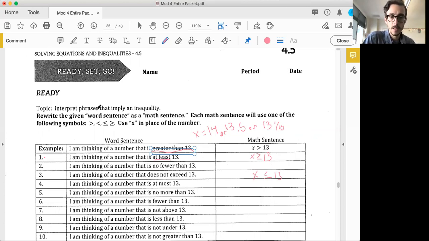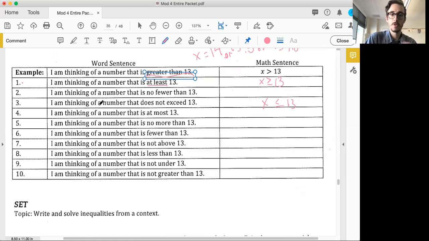Let's keep this going. Thinking of a number that is no more than 13. This is problem 5, so no more than 13. Well, yeah, I'll leave 5 for you, actually. I'll keep it fun. Thinking of a number that is fewer than 13. That's an interesting one. Fewer than, not less than. What do you think about that? Well, you would have wanted to equal 13. The idea here is that as long as it's less than 13, it's all good. Hope that makes sense for you.